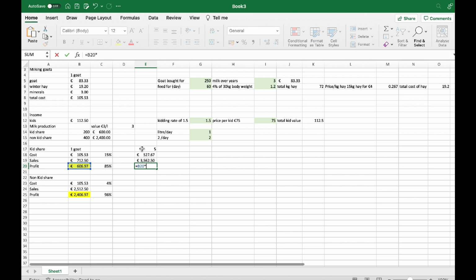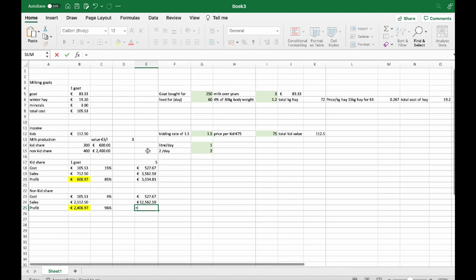Multiplied by this. Okay, and then this one's going to be equal to this multiplied by this. And I'm spending a little bit of time here doing this, but it's going to save me a lot in the long run. And this is equal to this multiplied by this. And now, so if I do 5 goats, I'm going to make 3 grand here. I'm going to make 12 grand if I do a non-kid share.